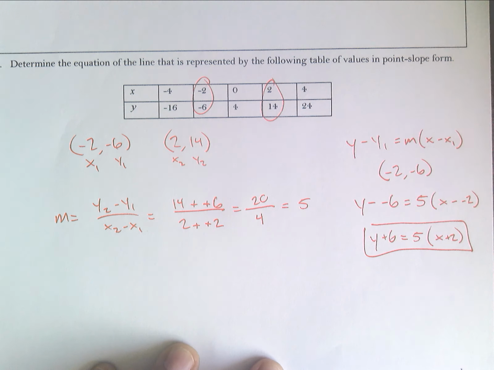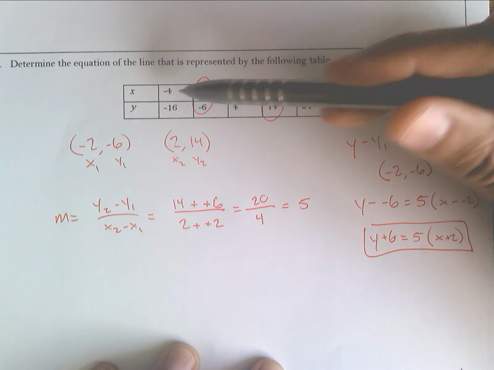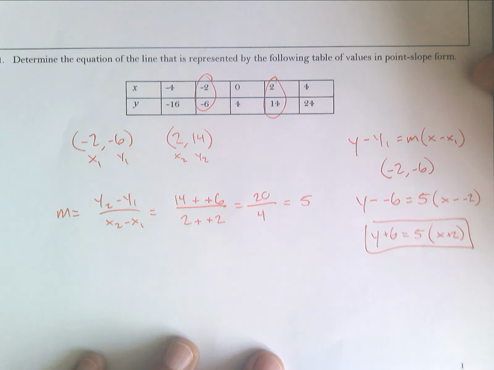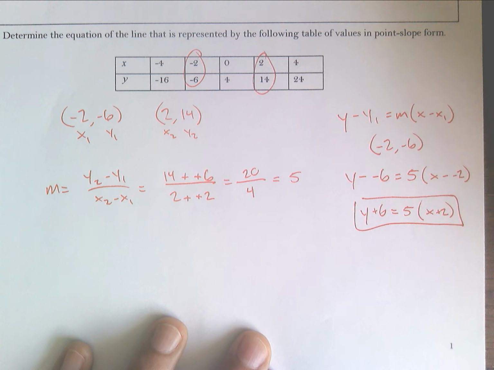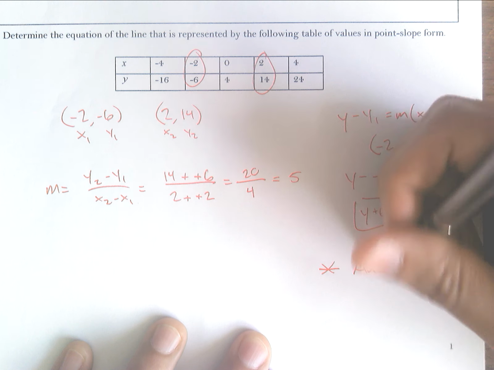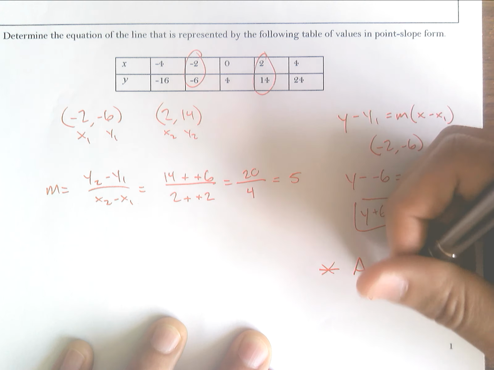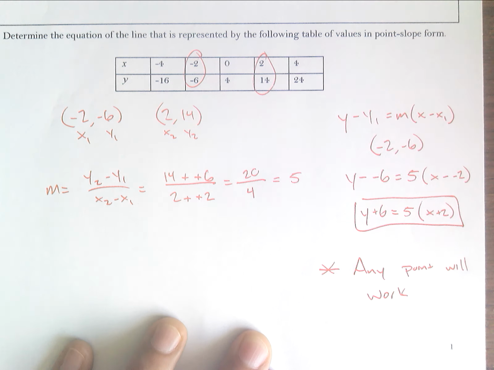Now, you might have chosen the other point, (2, 14). You might have even chosen any of these points up here in the table of values. That's totally fine. Your equation might look a little different, but it's still correct. So you can put a little note in there, put a little star. Any point will work. So any point in the table of values will work.